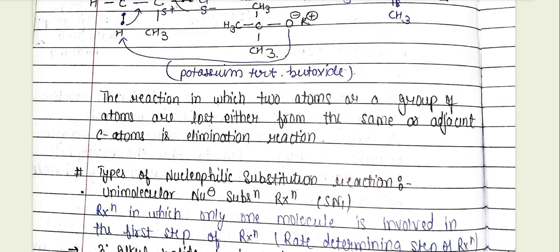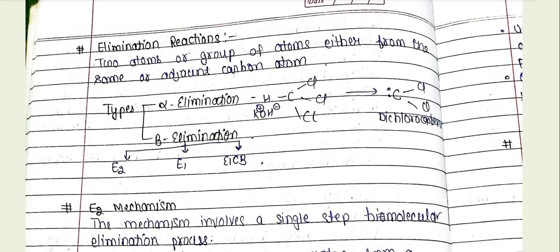Types of nucleophilic substitution reactions: the SN1 reaction, the unimolecular nucleophilic substitution reaction, and the SN2 reaction, the nucleophilic substitution bimolecular reaction. Elimination reactions: 2 atoms or groups of atoms are lost either from the same or the adjacent carbon atoms. Types: the alpha elimination and the beta elimination. Beta elimination: E1, E2 and E1CB.